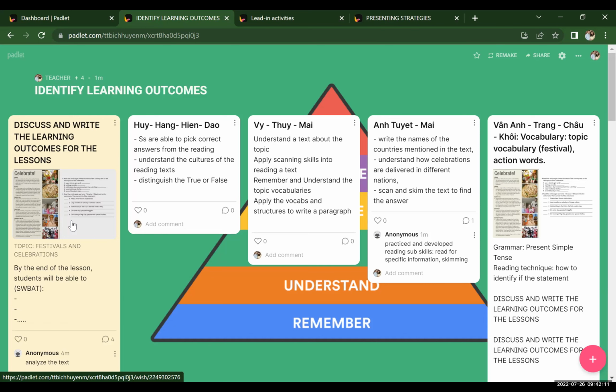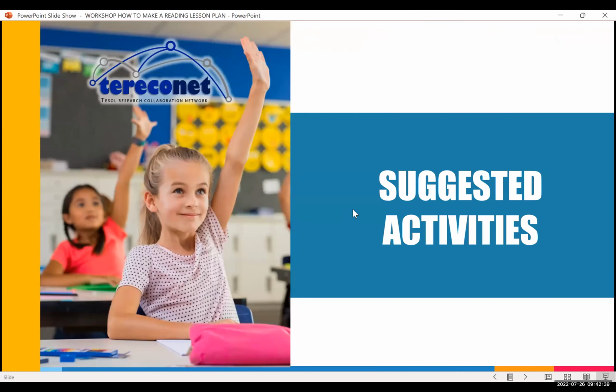For evaluate here, in fact, you can ask the students to compare the answers in the while-reading stage and then evaluate their friends' answers to see if they can choose the correct answer by showing the keywords or the reason why they chose that response. Okay, so let's move back to our slide.